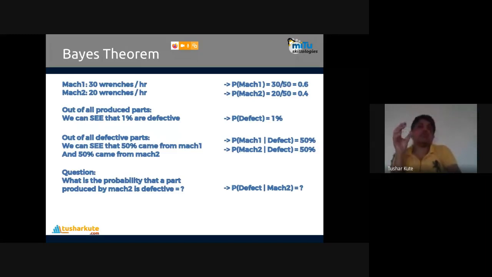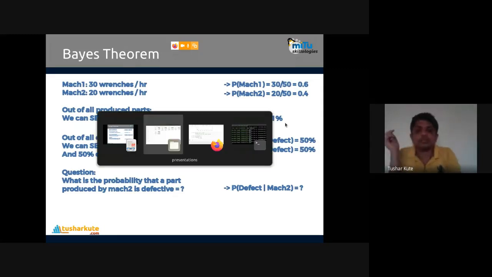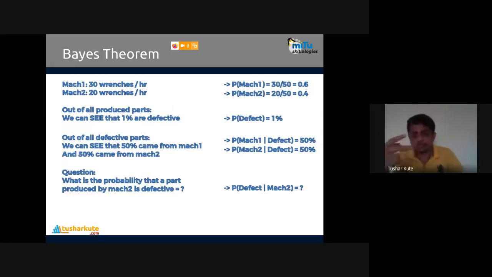Our observation: out of all the produced parts, we can see that 1% of parts are defective. So the probability of a defective spanner is 1%. Correct? Probability of a defective spanner is 1%. Getting it? The second step is over. 1% defective spanners are there.